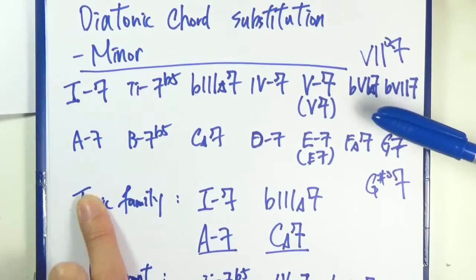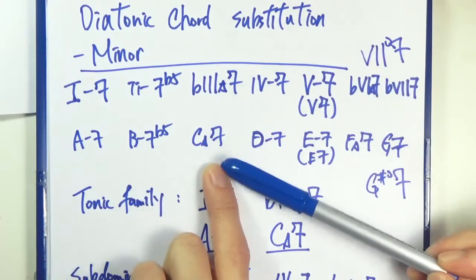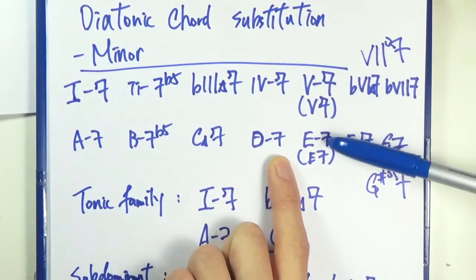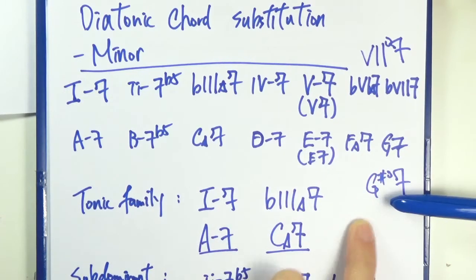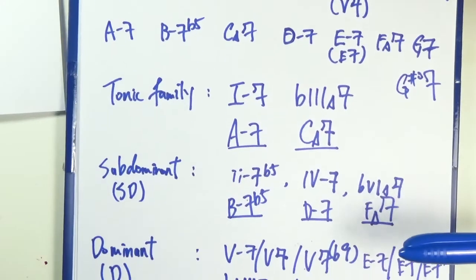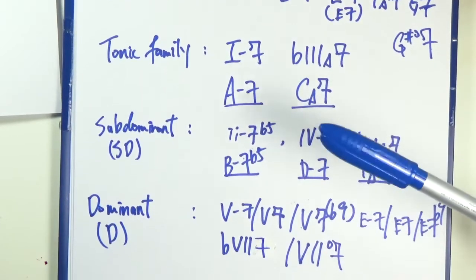So in A, there would be A minor 7, B minor 7 flat 5, C major 7, D minor 7, E minor 7 or E dominant 7, F major 7, G7 or a G sharp diminished 7. So again, we have three chord families: tonic, subdominant, dominant.